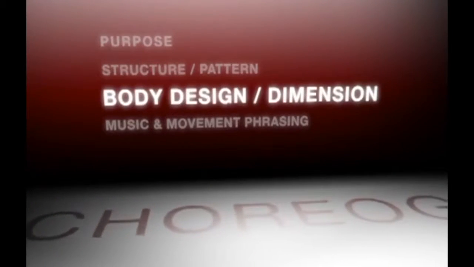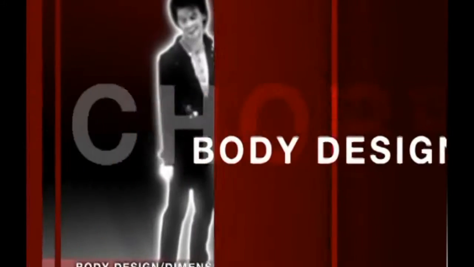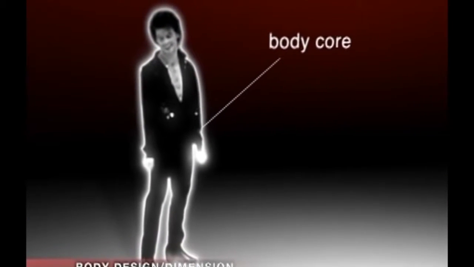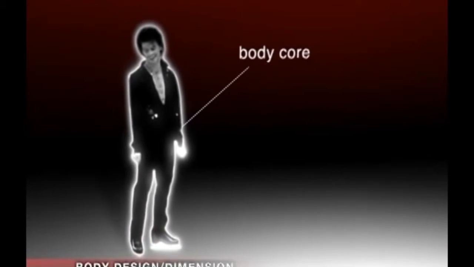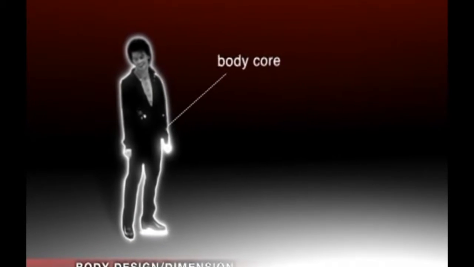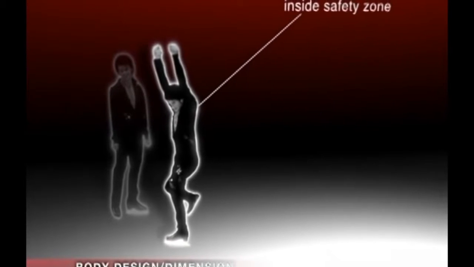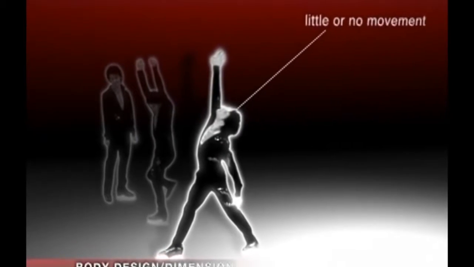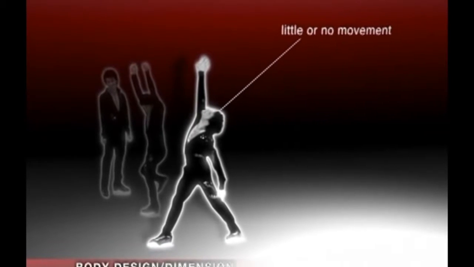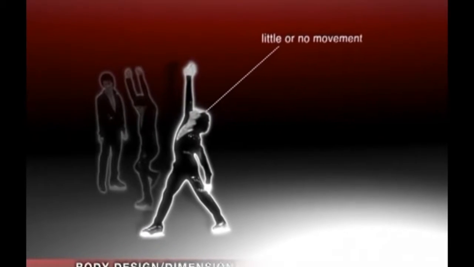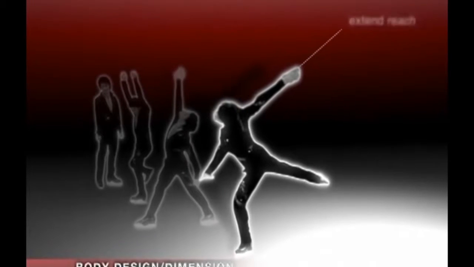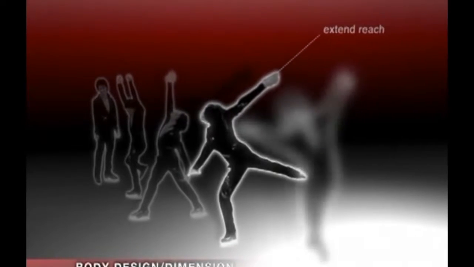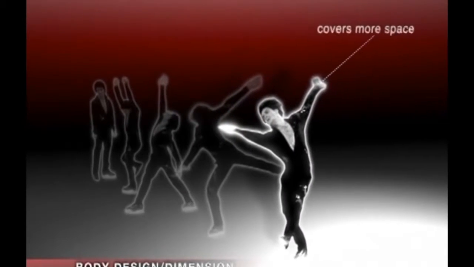Body design and dimension. The body becomes the tool that creates design and dimension in space. Generally speaking, skaters begin their development performing inside their safety zone, an area which surrounds the body when standing straight. There is little or no movement from the core of the body. As a skater progresses and gains more confidence, they extend their reach. The design or movement covers more space and develops an aesthetic and pleasing appearance.